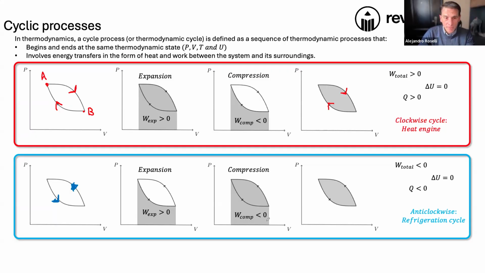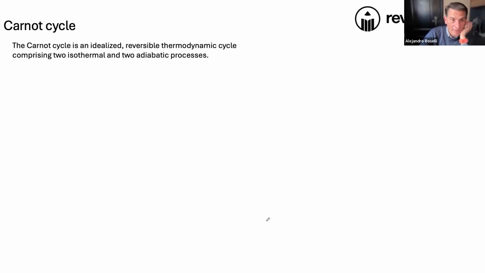This is our final slide. One of the cycles has a special name because of its relevance. It's called the Carnot cycle. It's the only one that gets a name out of the many cycles that exist and are based on the working principles of different engines. This is the one that needs to be studied within the IB, the Carnot cycle. It's an idealized reversible thermodynamic cycle comprising two isothermal and two adiabatic processes.